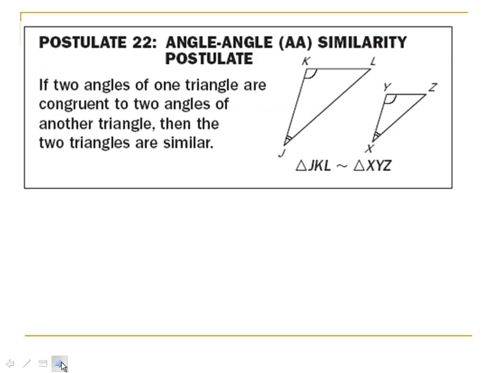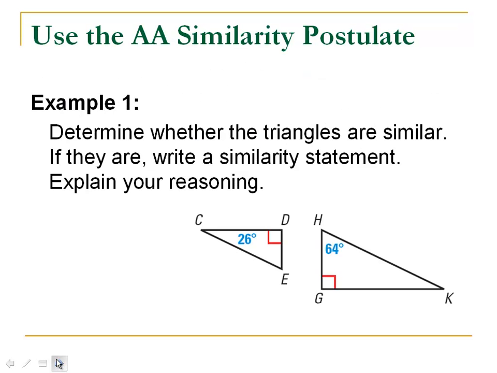So this postulate, the angle-angle similarity postulate, says if two angles of one triangle are congruent to two angles of another triangle, then the two triangles are similar. So looking here, we're just going to use this postulate. Determine whether the triangles are similar. If they are, write a similarity statement and explain your reasoning.